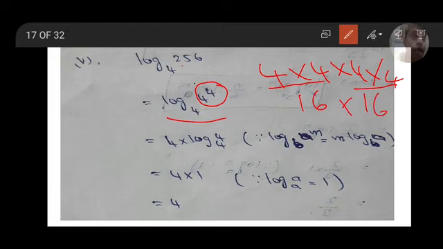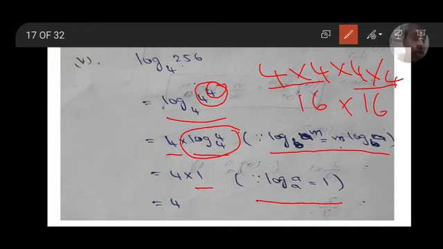And by using the same property, log a to the power of m to the base b equals m into log a to the base b. Here the power is 4. So 4 into log 4 to the base 4. And log 4 to the base 4 value is 1, since log a to the base a value is 1. So 4 into 1, the answer is 4. Okay.